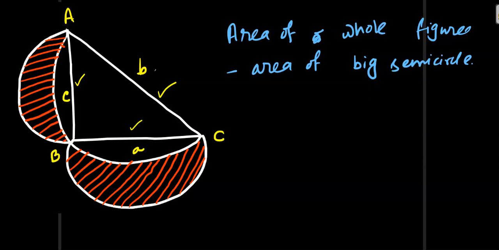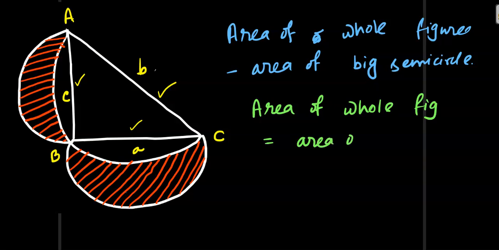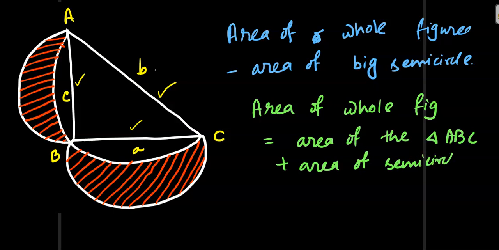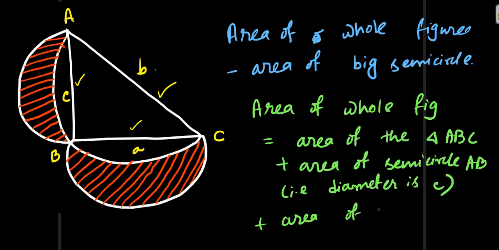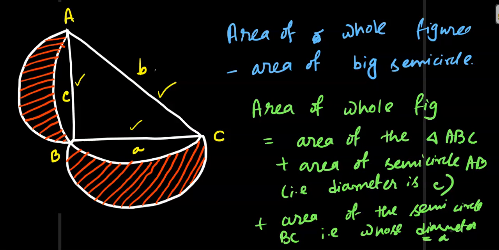So let's find the area of the whole figure. That is, area of the whole figure is equal to the area of the triangle ABC plus the area of the semicircle on AB, that is the semicircle whose diameter is C, plus the area of the semicircle on BC, that is whose diameter is A. Now let's find this.